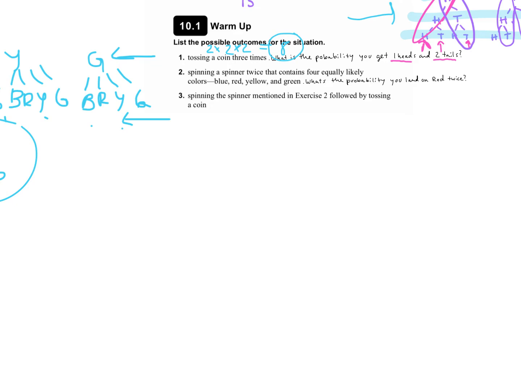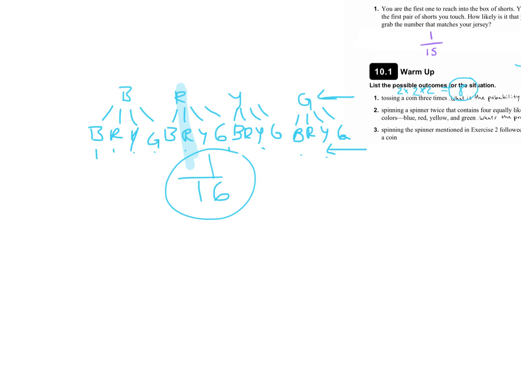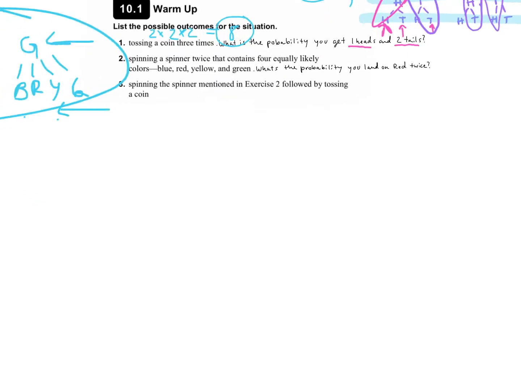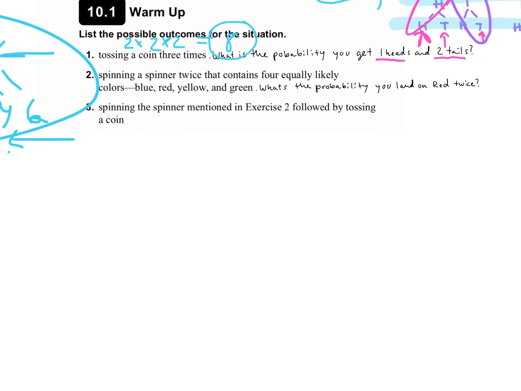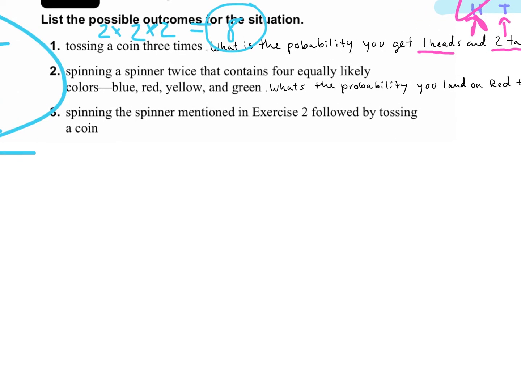Number 3, spinning the spinner mentioned in exercise 2, followed by tossing a coin. So in the answer key, I had it as if you spun the spinner twice, like here, and then you flipped a coin after that. But I think the wording would be if you just spin the spinner once and you toss a coin. So if there was a question like this on the test, it would be more explicit on how many times you're spinning the spinner. But let's just say we spin it once.